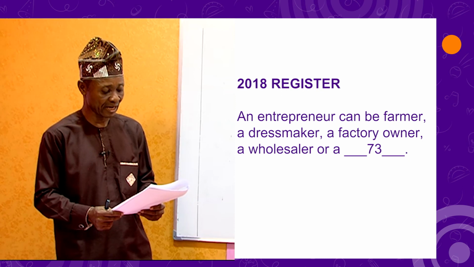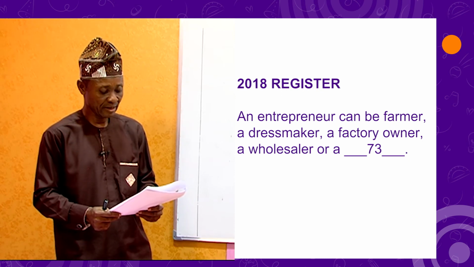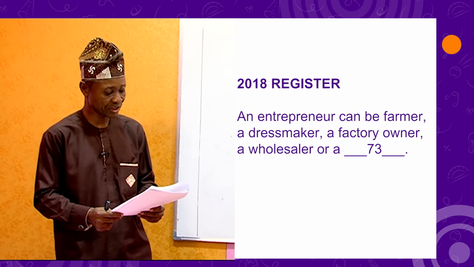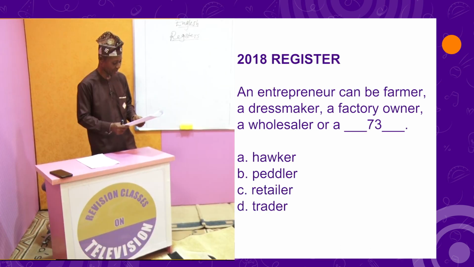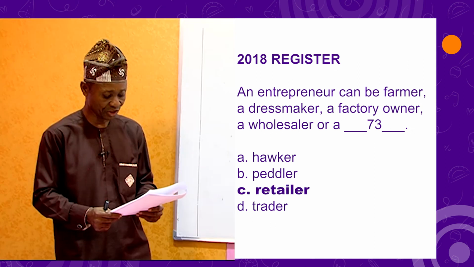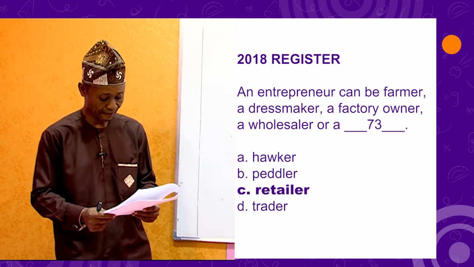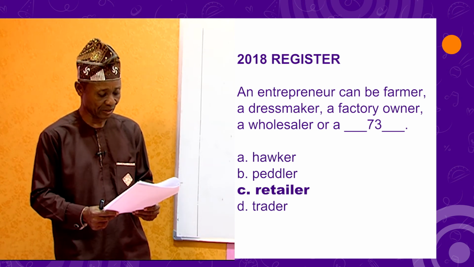An entrepreneur can be a farmer, a dressmaker, a factory owner, a wholesaler, or a dash. Question number 73. A, hawker. B, peddler. C, retailer. D, trader. Option C, which is retailer, is the appropriate answer to that question.